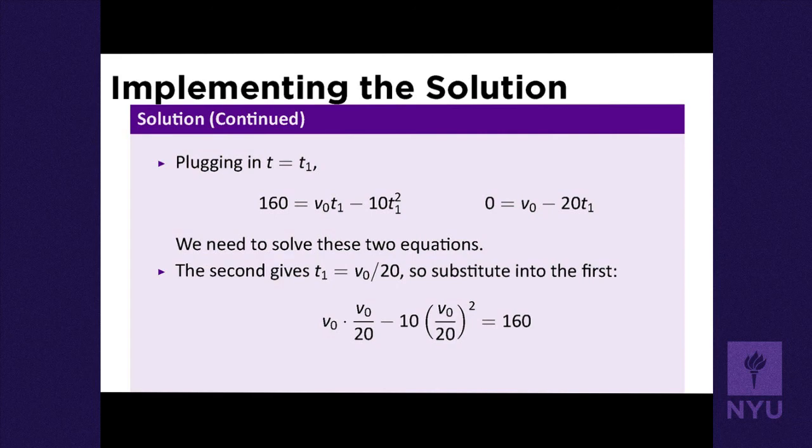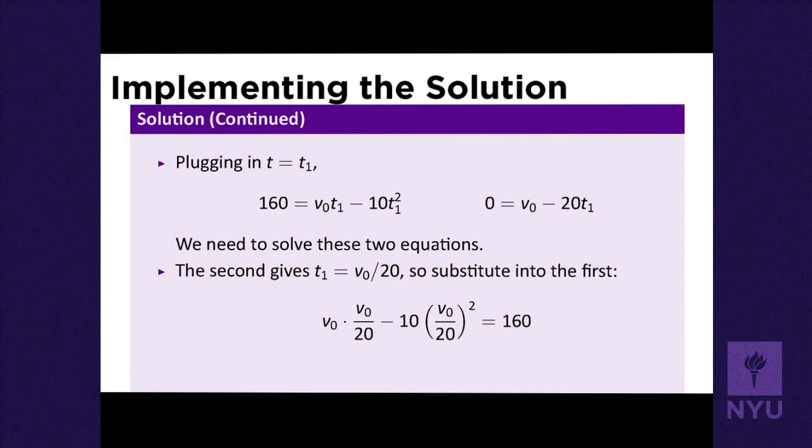Then I can take that equation and plug it into the first. All right, I can take t1 equals v0 divided by 20, run it into here. v0 times, this is t1, minus 10, this is t1 squared, equals 160. This is now an equation with just the unknown thing v0 in it. See how I did that? I took this equation, I isolated t1 so that I could plug it into this equation and only have an equation with v0 in it.